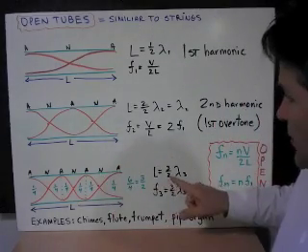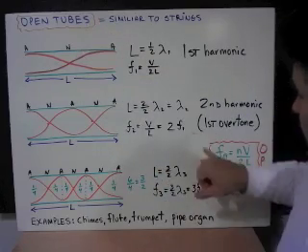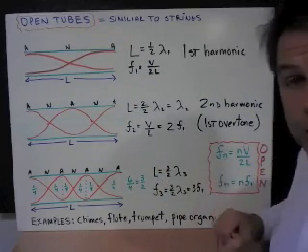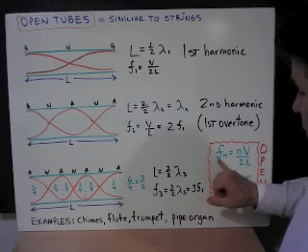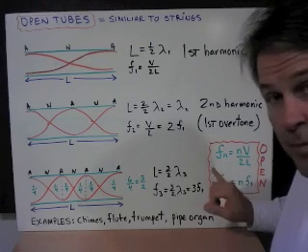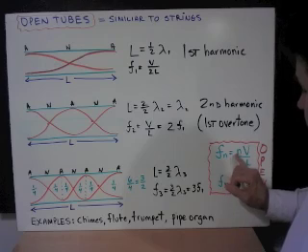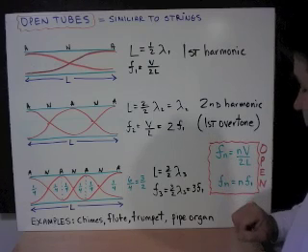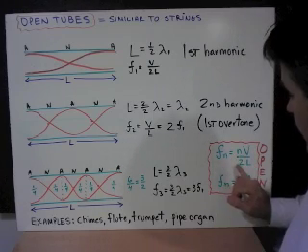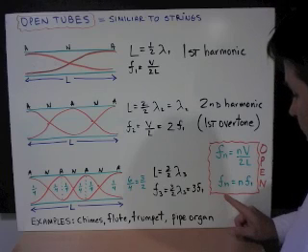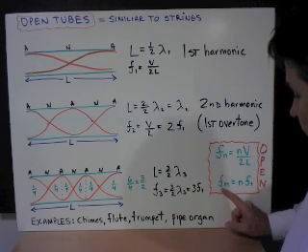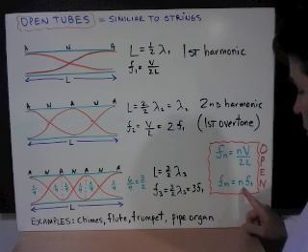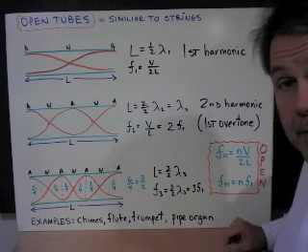Now to summarize the formulas for open tubes, it's the same formula that's used for strings, where if you want to know the frequency of any harmonic, n, that's equal to the harmonic number times the velocity of the wave divided by 2L. And another view, you know that the harmonic frequencies are whole number multiples of the fundamental frequency.